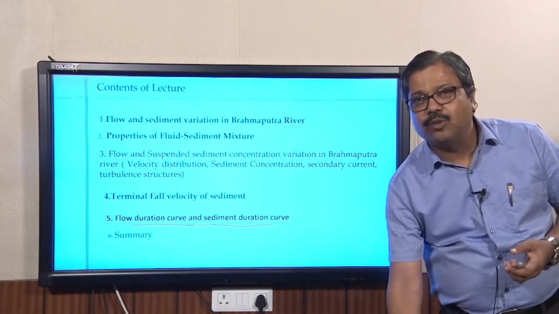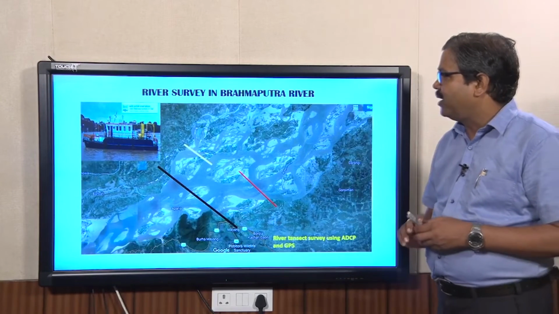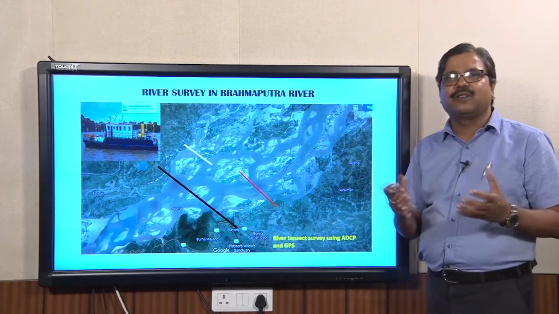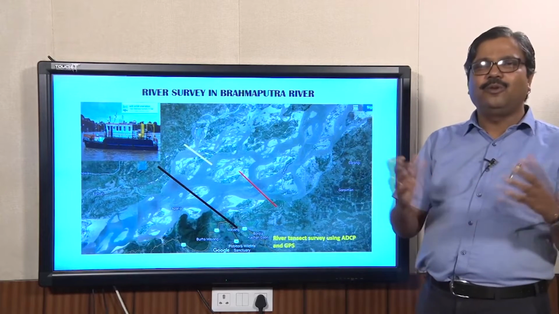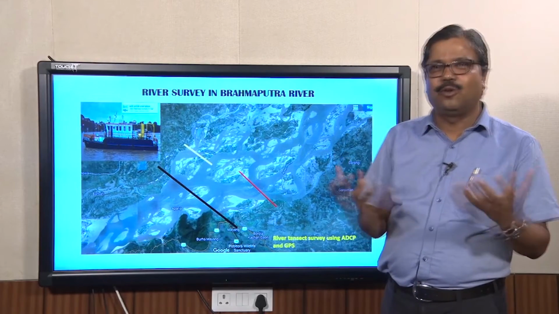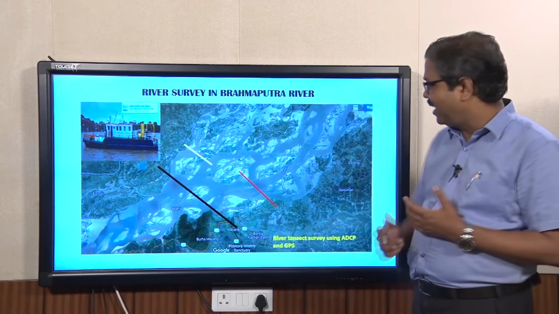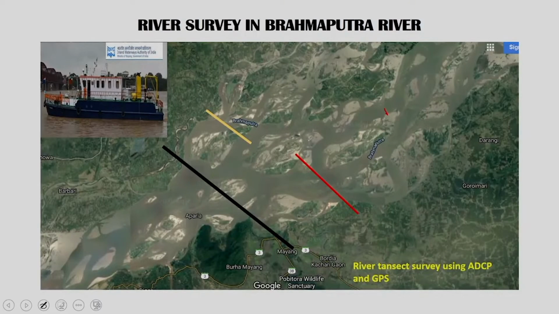Let's go to the next slides, where I am showing the river survey of the Brahmaputra River. If you look at these satellite photographs, from the Google Earth satellite data, the river width at this stretch comes to more than 10 kilometers. So you can understand what the width of the river could be: 10 kilometers. That's the width of the river.